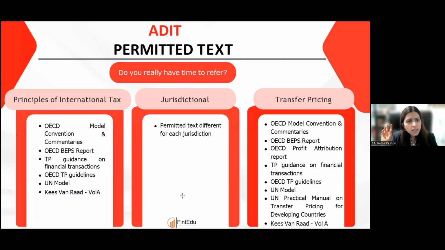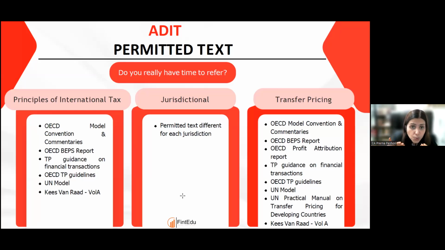Transfer pricing is mostly based on OECD TP guidelines or UN TP guidelines. UN TP guidelines are also more or less based on OECD TP guidelines only, with some variation. And then you have the limited BEPS action plan 8 to 10 and 13. So in transfer pricing, at least you can keep on referring to the material. But again, there will also be a shortage of time. But in PIT, there are so many materials.